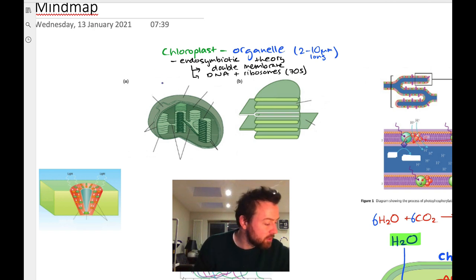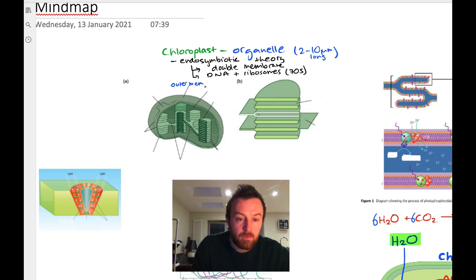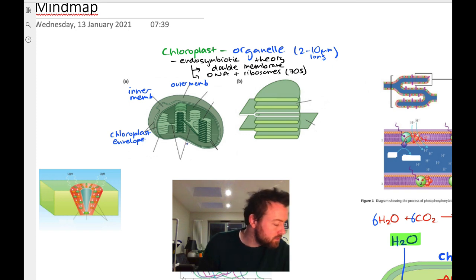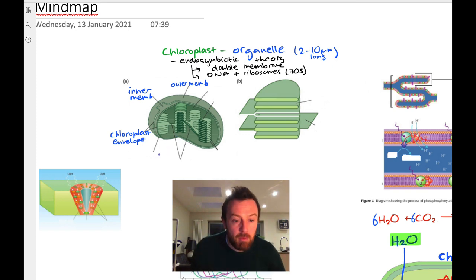Okay, so first of all, you've got the external membrane or the outer membrane. And then we've got the inner membrane. I just wrote mem there for short. Inner membrane here. And together we call that a chloroplast envelope. And in between those two membranes, we have the intermembrane compartment or intermembrane space.